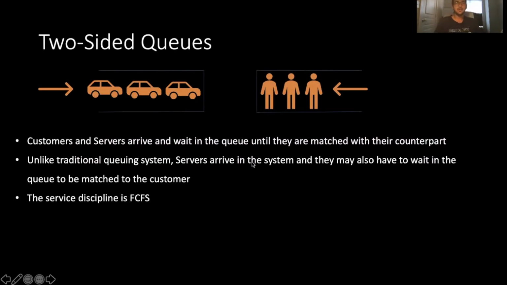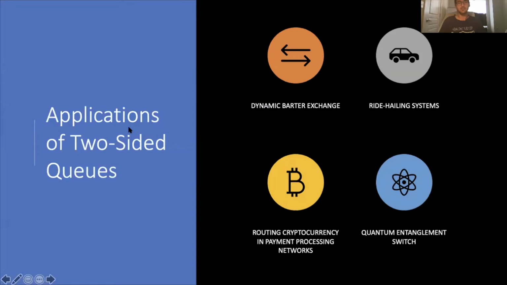In a two-sided queue, the customers and servers both arrive in the system, unlike a single server queue where the server is fixed. The service in a two-sided queue is defined as pairing up a customer and a server. So as soon as you pair up a customer and a server with each other, they match and depart from the system instantaneously. The service discipline we consider in this paper is first come first serve.